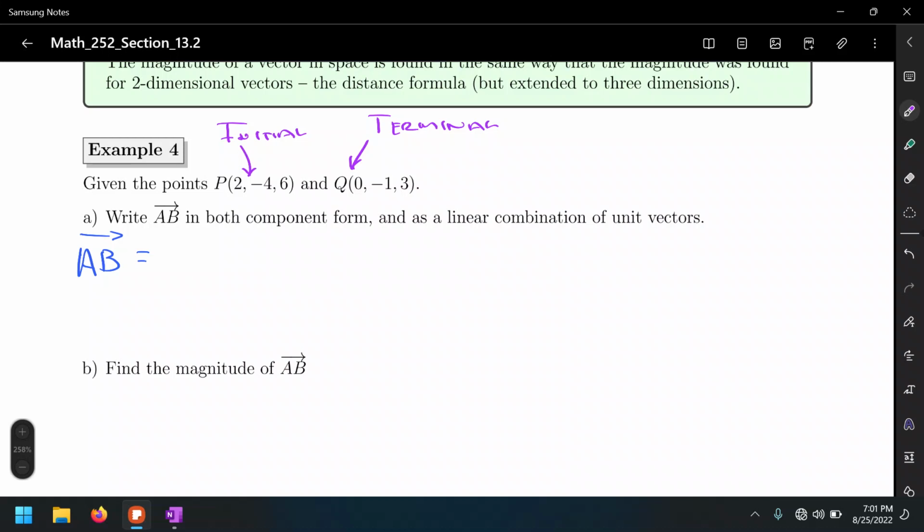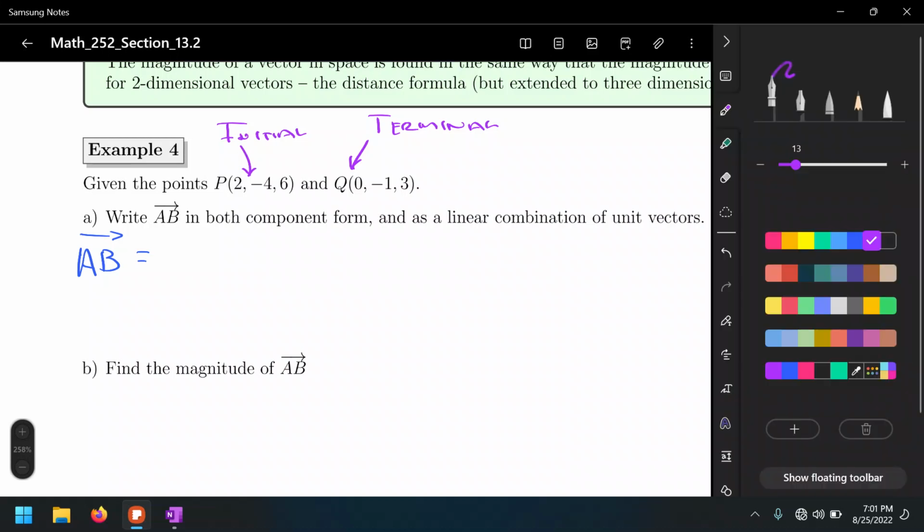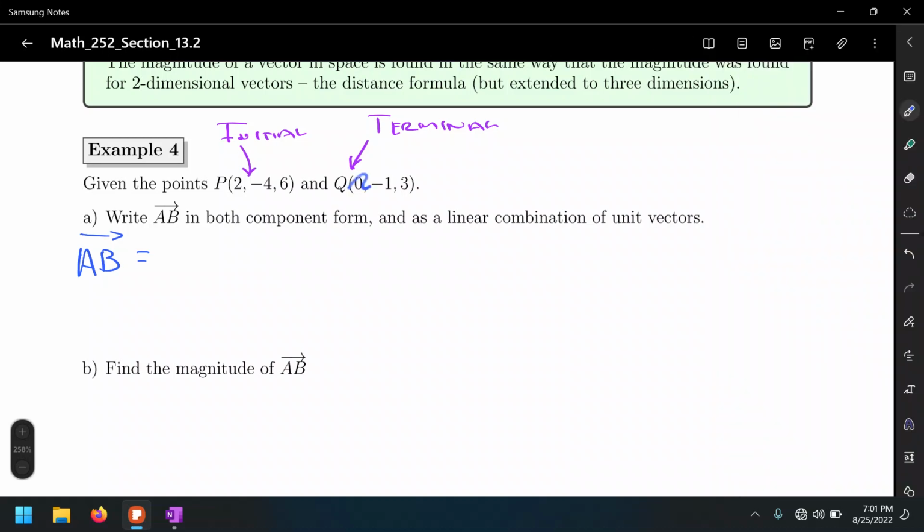So to write down the vector AB, subtract 0 minus 2. That's going to give us a -2. -1 minus -4. Isn't that 3? And 3 minus 6 is -3. All right, but they're asking us to write the vector in component form, but also as a linear combination of the special unit vectors i, j, and k.